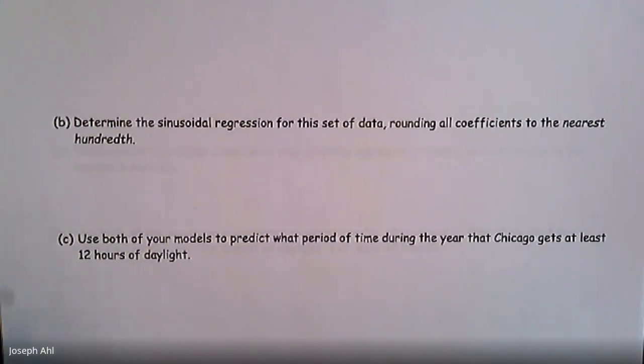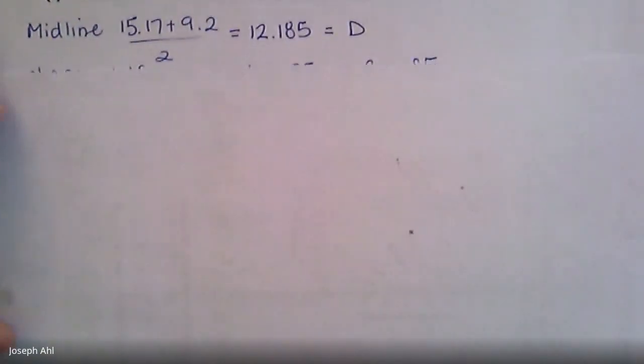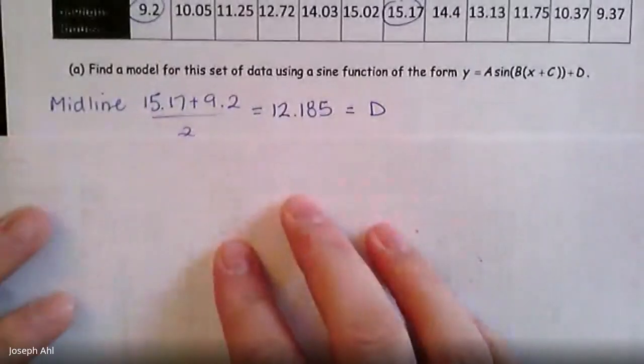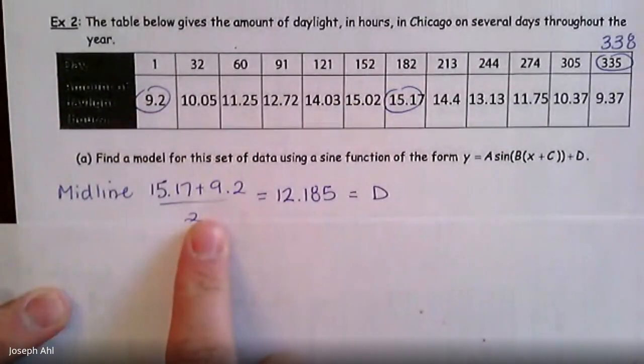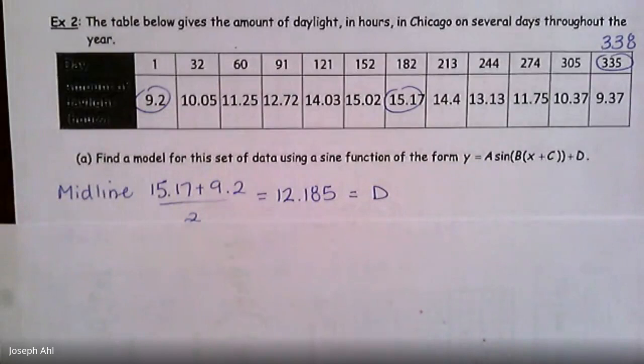Taking a look at this back page here. So looking at the high and low values that are Y values in our data set, if you find the average of those values, add them up, divide by 2, that's going to be your midline, so that one shouldn't be too tough of a calculation.